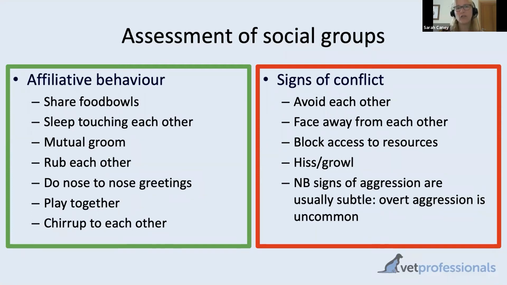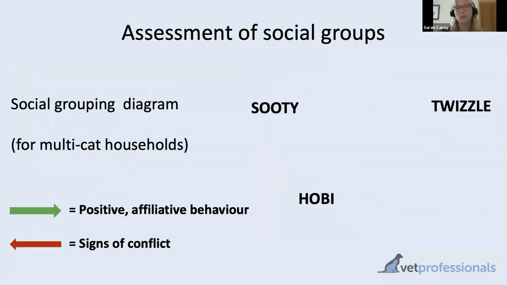So having understood what to look for, if you've got a multiple cat household and you're wanting to understand how many social groups of cats you have in your household?